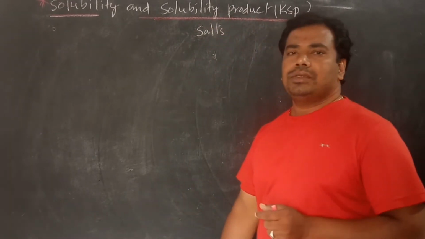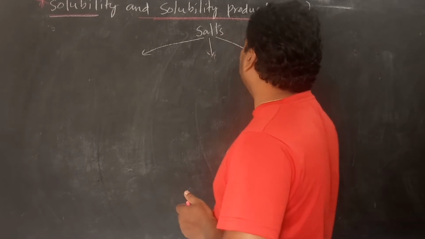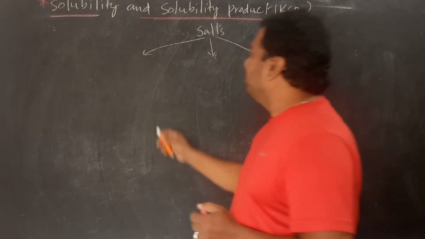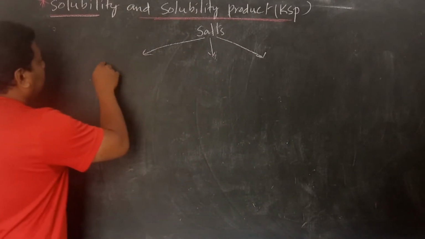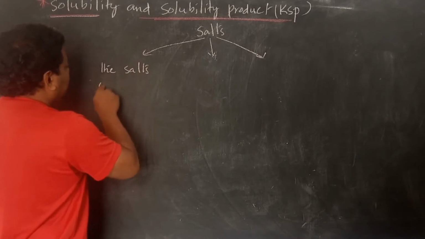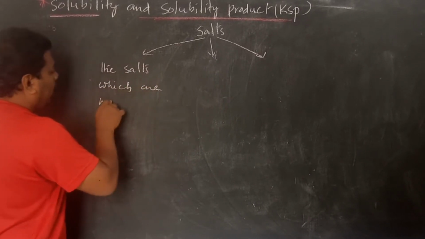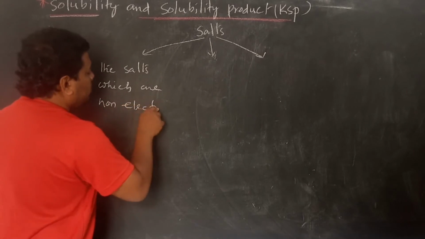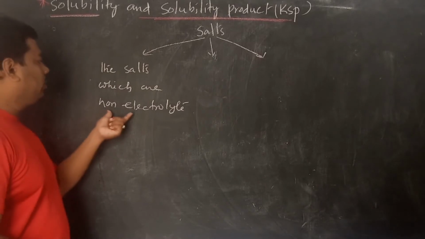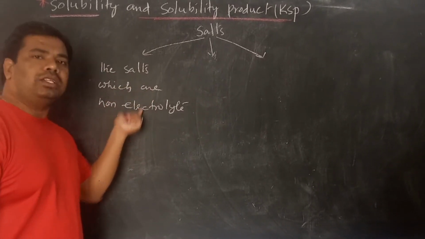So first we will start with salts. Generally the salts are classified into three types. The first one is the salts which are non-electrolyte. For example, here it cannot be dissociated into ions.